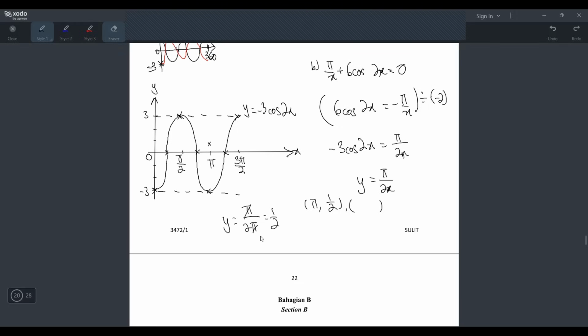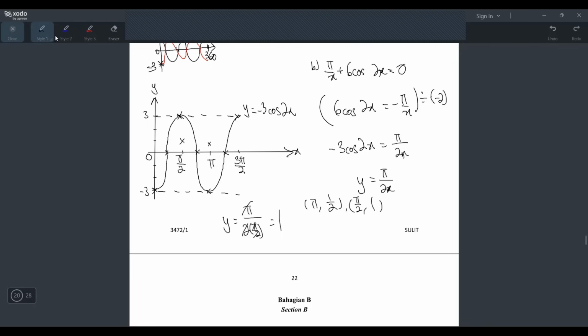Okay, let's substitute another point now. Let's substitute pi over 2. So it becomes pi over 2x, and for the x I will use pi over 2. So this will be pi over 2. Okay, cut, left with 1. So pi over 2, 1. So pi over 2, 1 is here, right?